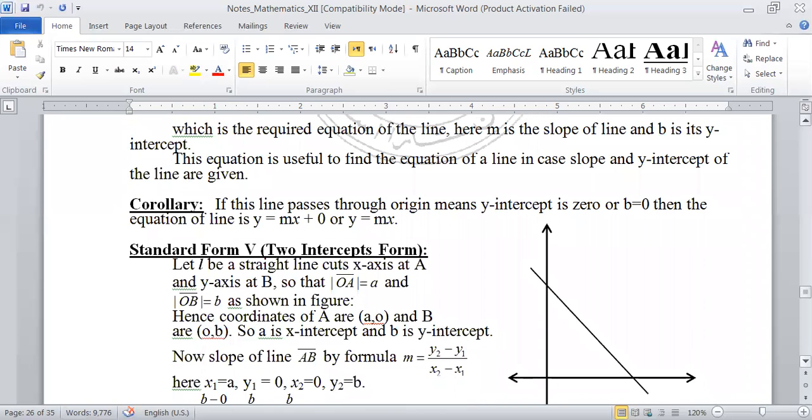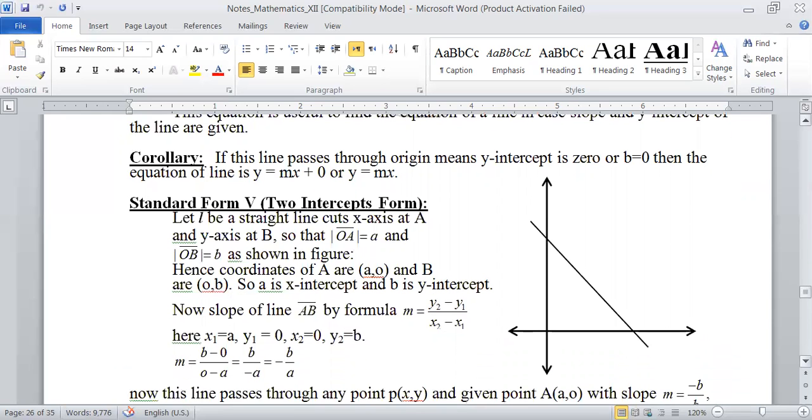Dear cadets, corollary, if this line passes through the origin, अगर ये origin से पास करे, x1 y1 से पास न करे, तो फिर हमारे पास इक्वेशन होगी y is equal to mx.